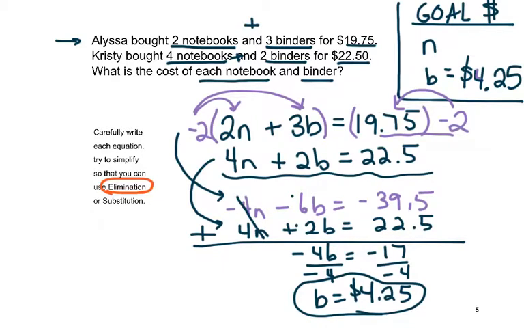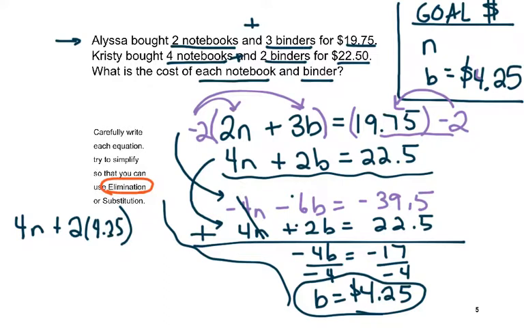So 4n, let's do this. Let's make a little area over here. Let's copy one of the equations. 4n plus 2 times the price of the binder, well, the binder costs $4.25, is going to equal $22.50, right? 22.5. Okay, so that's 4n plus 8.50. 2 times 4.25 is just 8.50, is going to equal 22.5.